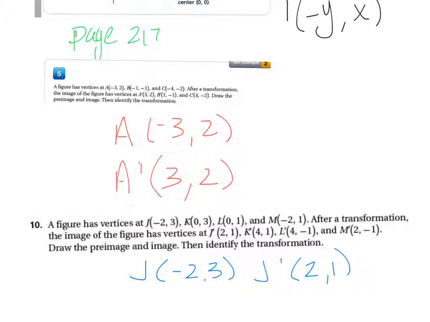So when doing this, I noticed that J to J prime, the x changed signs, but the y, crazy things happened. So then I looked at my K values, and from 0 to 4 for the x, it didn't change signs, so something is being added instead. And so from -2 to 2, that would be +4 on the x, and the y from 3 to 1 would be subtracting 2. So now I can check with my K value. From 0 to 4, it was +4, so that's correct, and 3 to 1, it was -2. So this transformation is a translation, and that's the rule that's given, x + 4, y - 2.